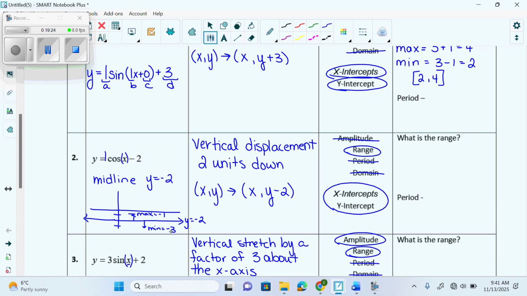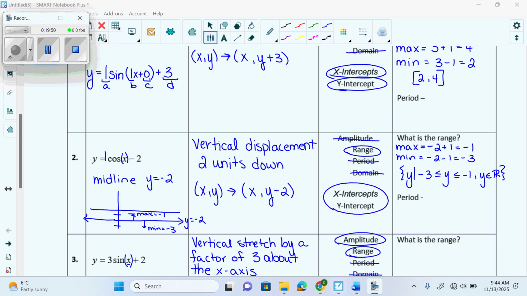So we can draw it out if we want, or we can go, the maximum is d, -2 plus amp, which is -1, and my minimum is d minus amp, which is -3. And if I do it in set notation, it's going to be -3 is less than or equal to y, less than or equal to -1. Okay, go do the rest.